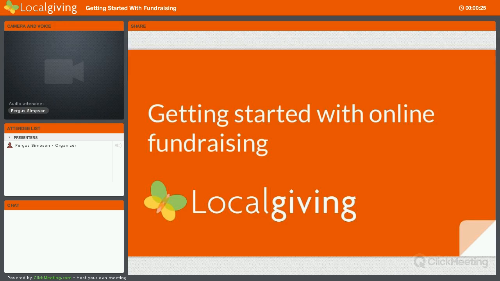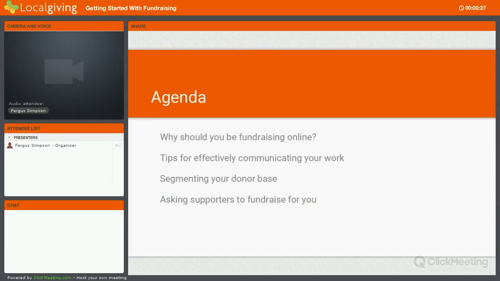Online fundraising. Today we're going to be looking at why you should be fundraising online, and then we're going to be looking at tips for effectively communicating your work online, segmenting your donor base, and asking supporters to fundraise for you.